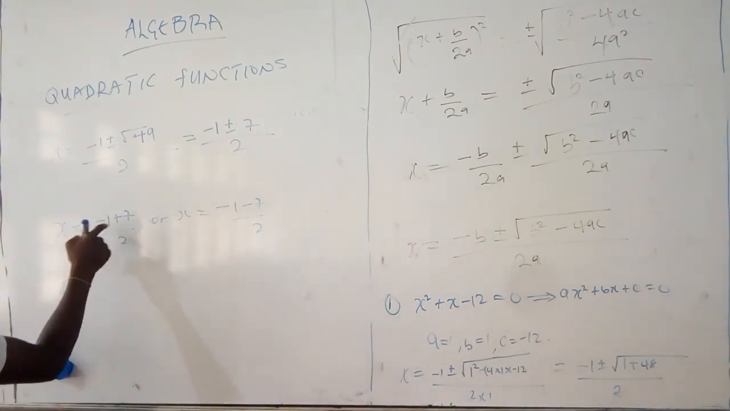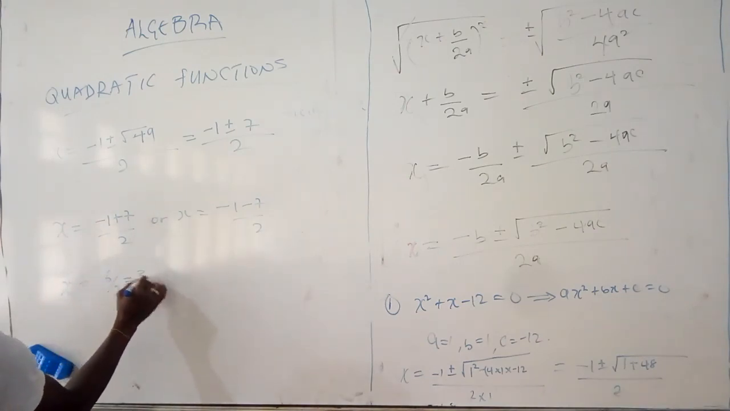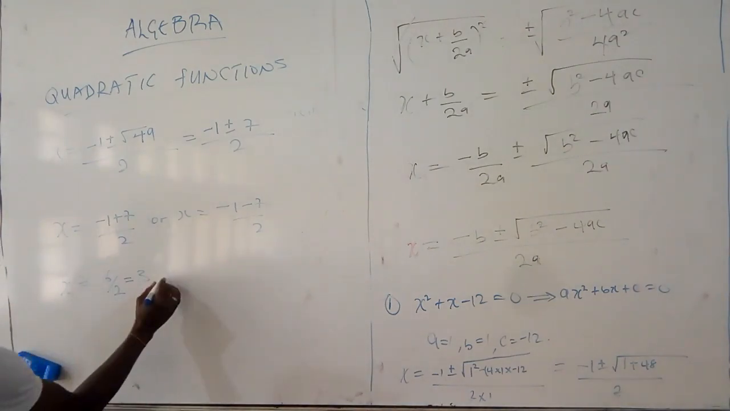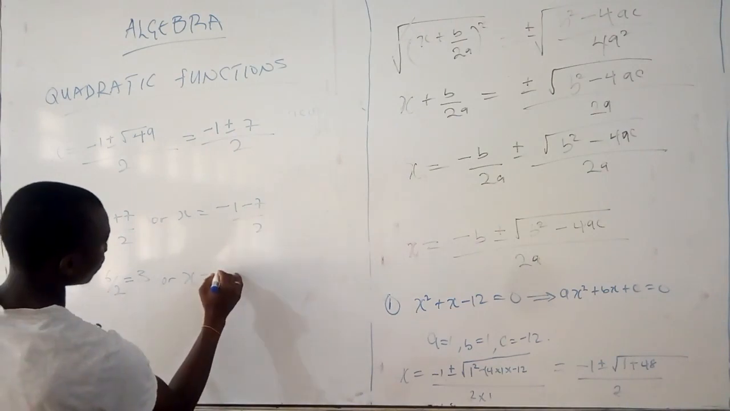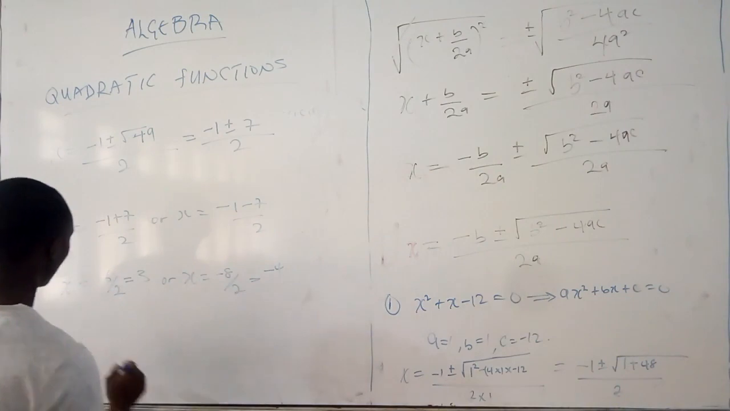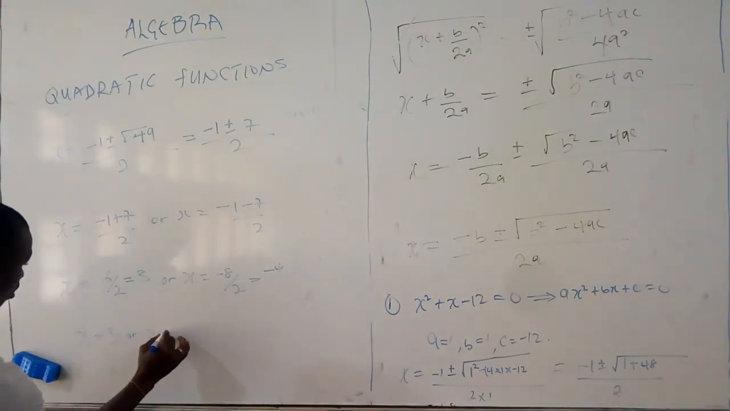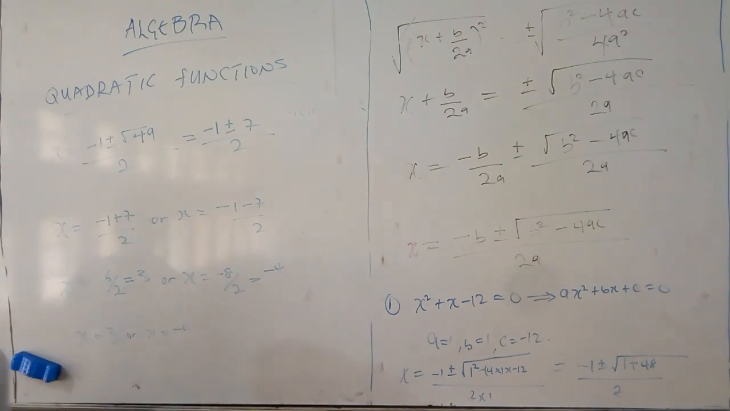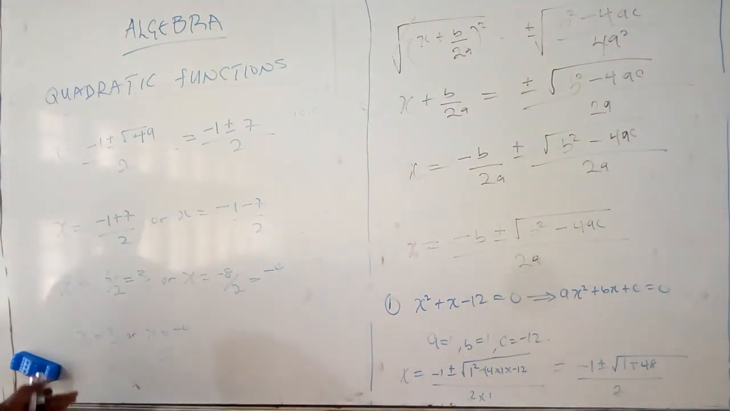So x is equal to minus 1 plus 7 is 6 over 2, which is 3, or x is equal to minus 1 minus 7 is minus 8 over 2, which is minus 4. So x is equal to 3, or x is equal to minus 4. So that's just the use of the formula. Instead of going through the stress of finding the factors, it gives you the factor automatically itself.